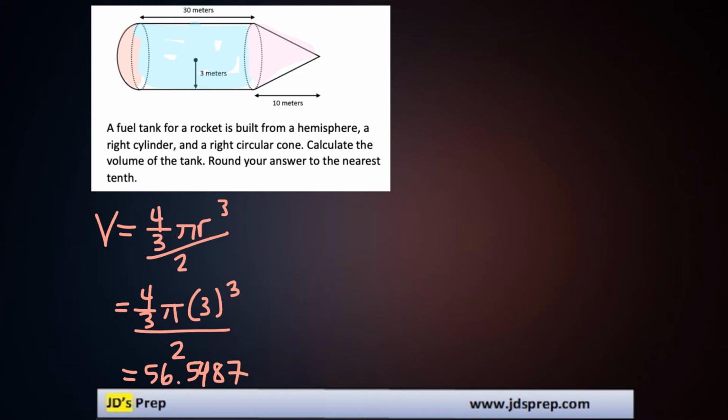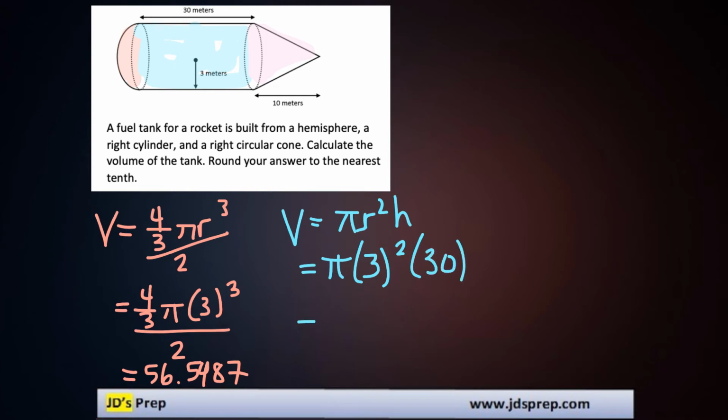All right, so now let's move on to our cylinder. So the volume of our cylinder is pi r squared h. Okay, so that's going to be pi multiplied by the same radius of 3, so 3 squared. And our height, you can see in the diagram, the height of that cylinder is 30 meters. And that works out to 848.23.